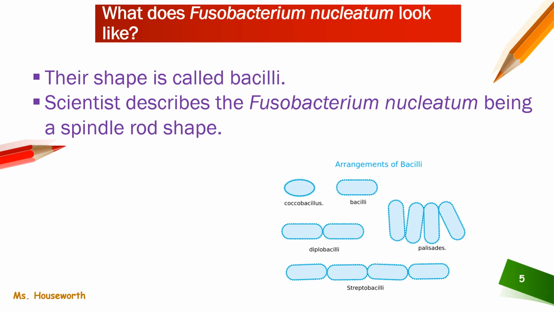You know how you and your friends look different? You might have a friend who's taller than you, or you might have a friend shorter than you. Well, bacteria come in different shapes. And so what does a Fusobacterium nucleatum look like? Well, their shape is called a bacilli. Scientists describe the Fusobacterium nucleatum as being a spindle rod shape.